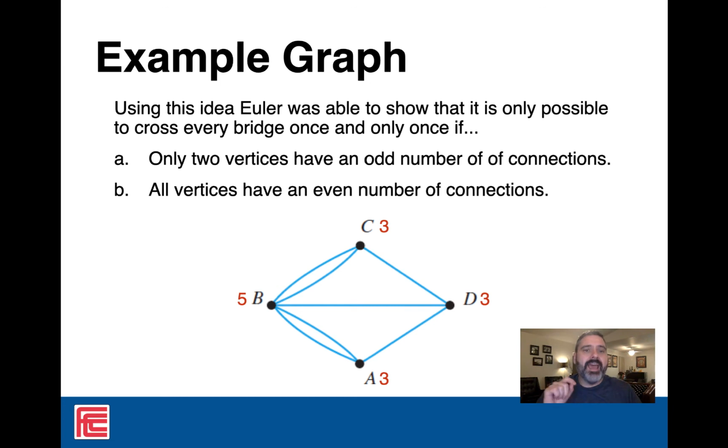The other is if every vertex has an even number of connections. If you have at least one odd number, you have to have two, because you have to have a place to start and a place to end. And if they're all even, then you're perfectly fine. Those are the only possible times where you can cross every bridge once and only once. Clearly, that didn't work here.